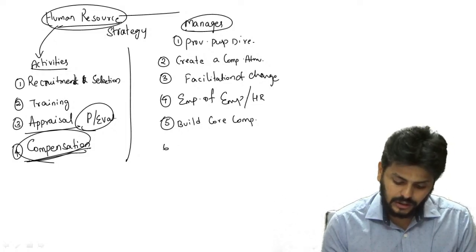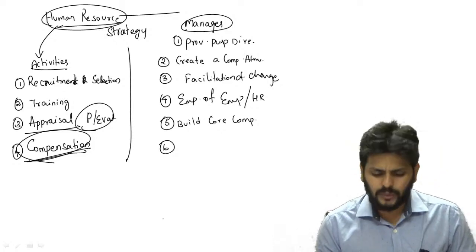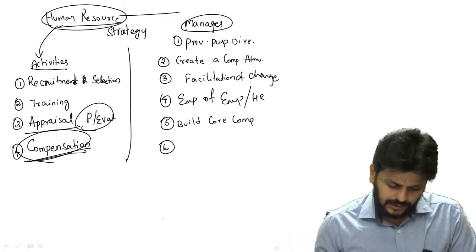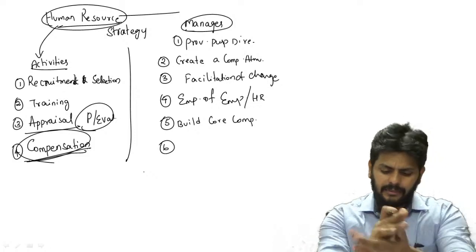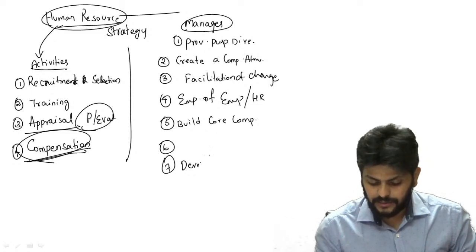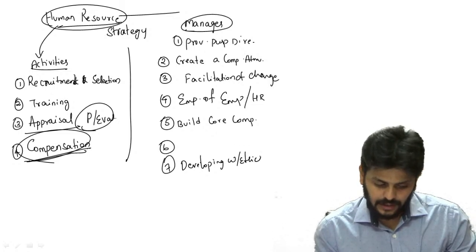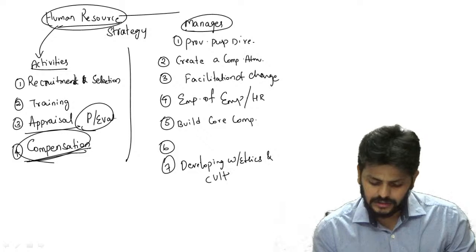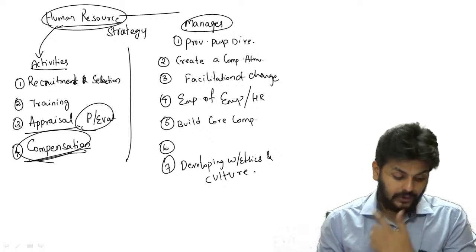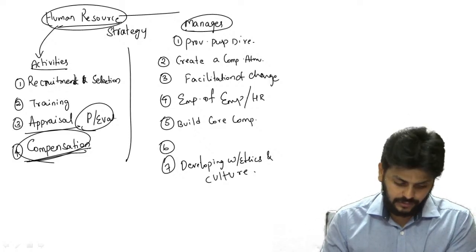Then we also talk about, what am I missing? We talk about culture, developing work ethics and culture, but I'm missing one point. Culture is the last point, and is anybody giving me the point that I missed here? Point number 7 will be developing work ethics and culture. I'm pretty sure about that. I missed something, so I'm looking at your answers. Is there anybody who can tell me what I missed?